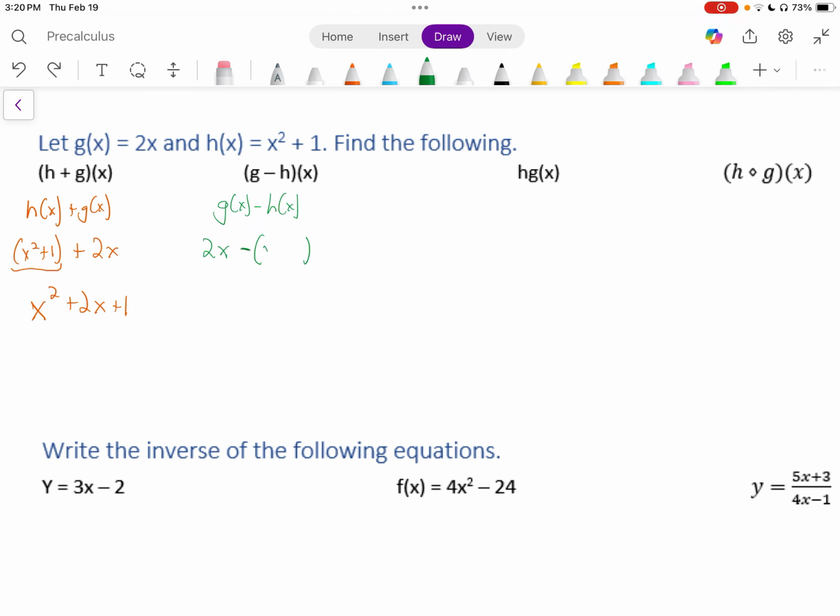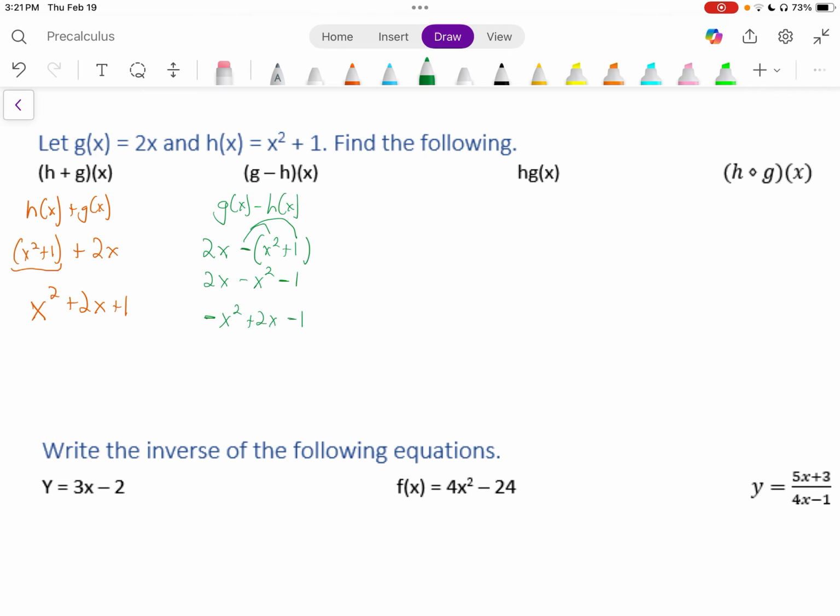So h of x is x squared plus 1. We distribute this, and so we have 2x minus x squared minus 1. Putting that in descending order, we have negative x squared plus 2x minus 1.